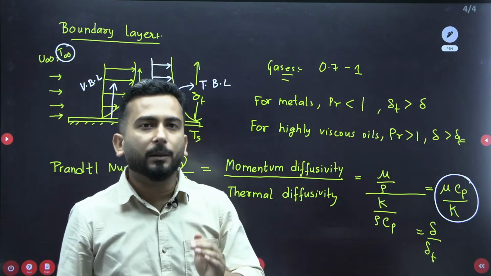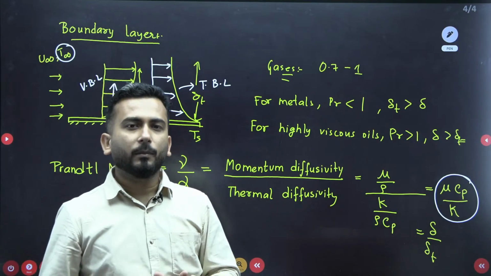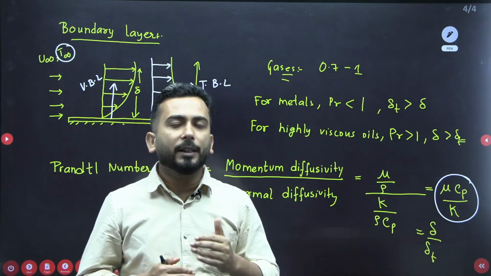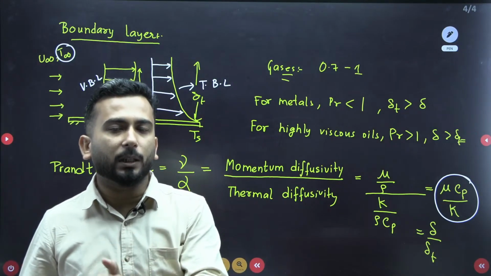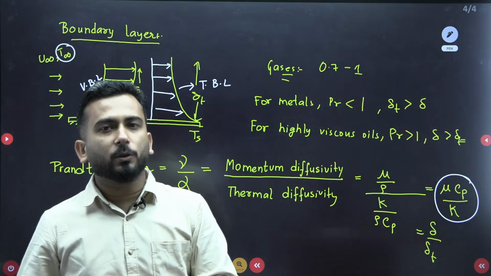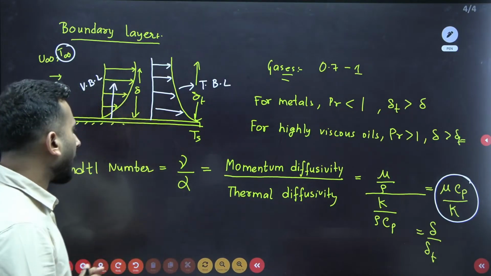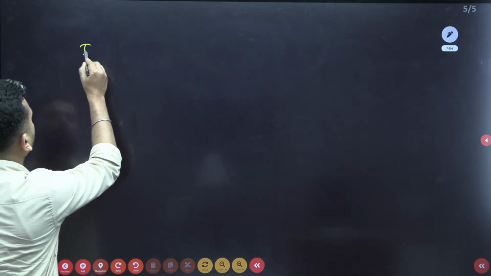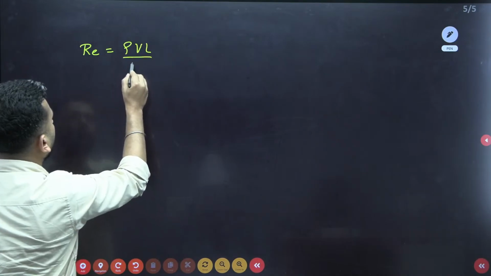automatically one number is very much important, and that is your Reynolds number. Reynolds number gives you an idea about when the flow will go from laminar to turbulent. It gives you the nature of the flow. So that is automatically important. So the Reynolds number is rho v L by mu.